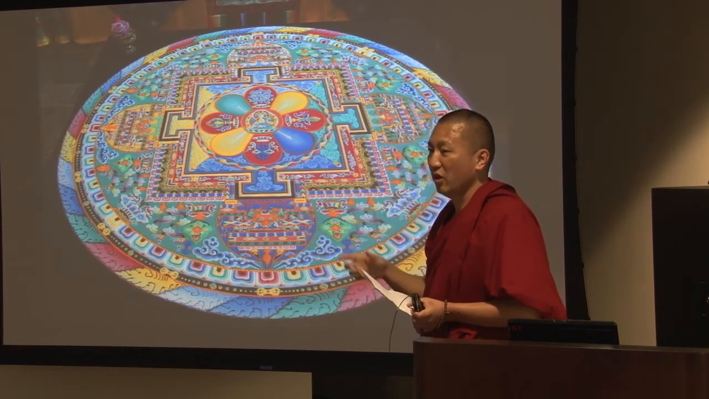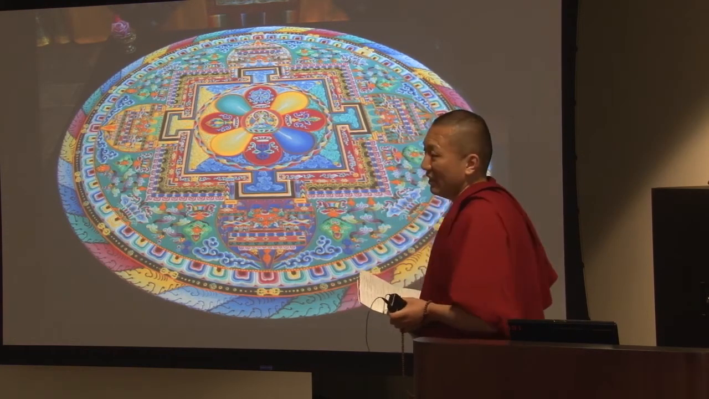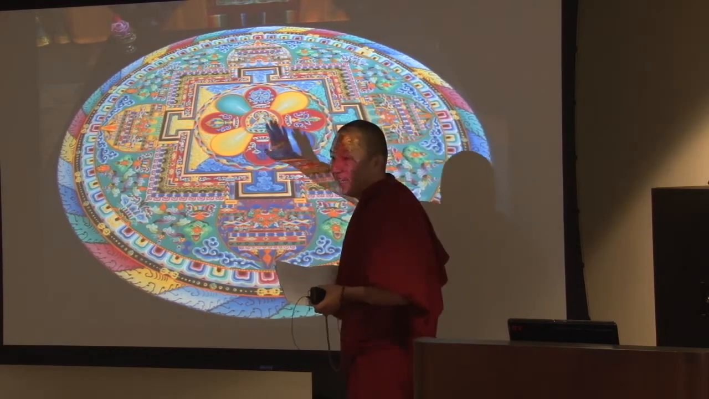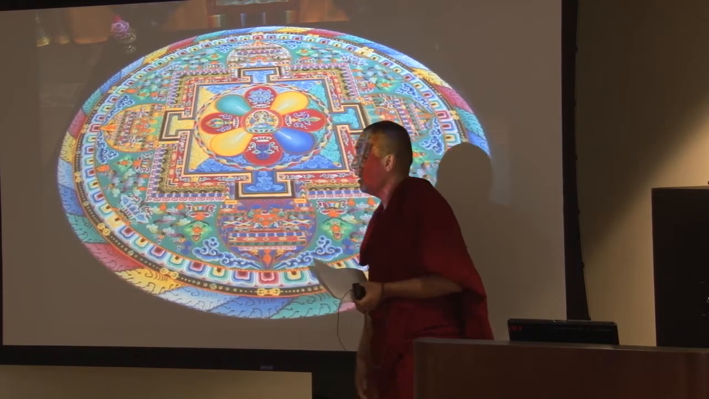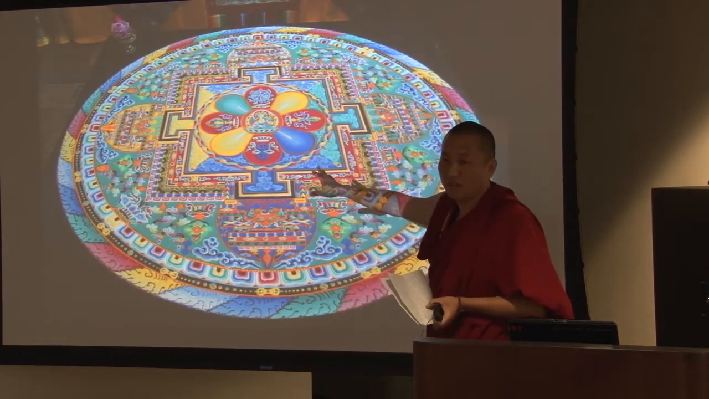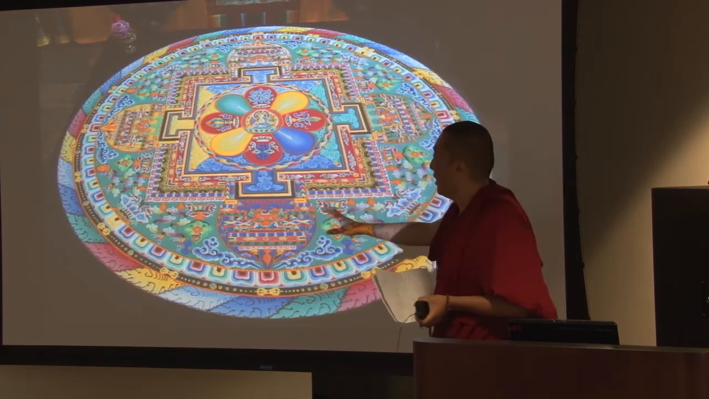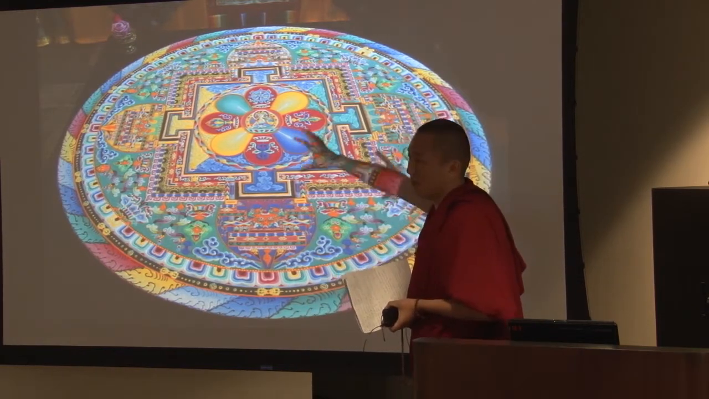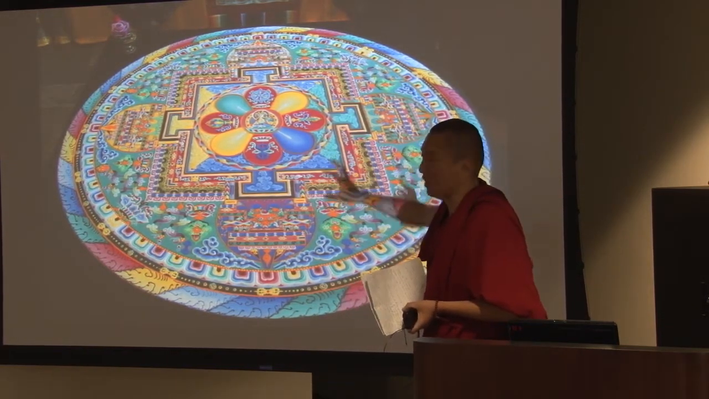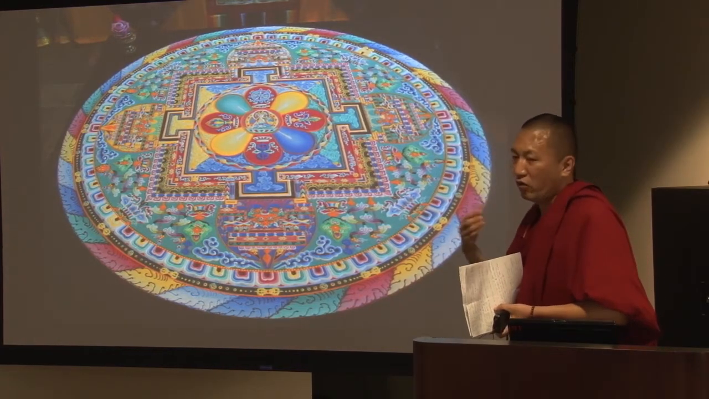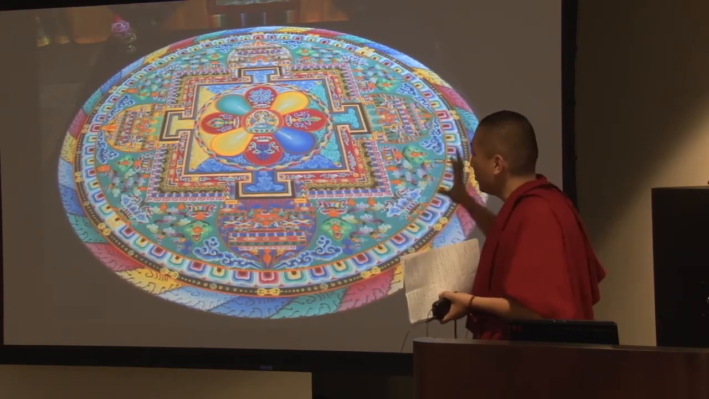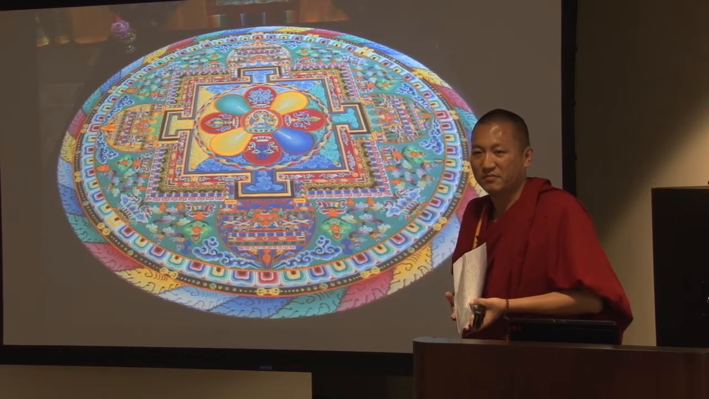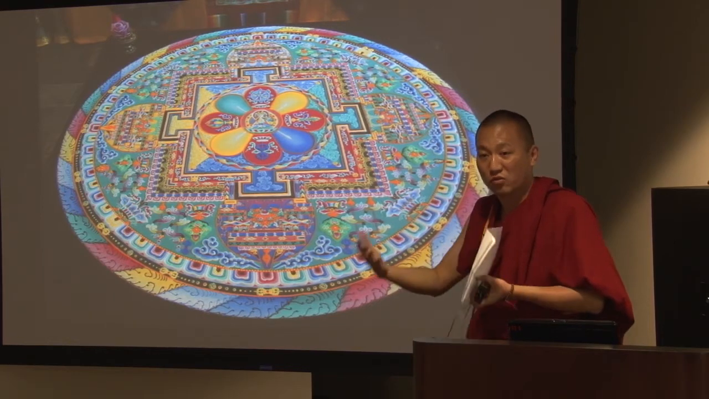If you go by the first meaning, the center and surrounding, the center primarily means the center deity. In this case, it's Avalokiteshvara, the Buddha of compassion. And the surrounding means the surrounding deities or the surrounding environment. So, going by this definition, this mandala symbolizes the realm of Avalokiteshvara, the land of Avalokiteshvara.